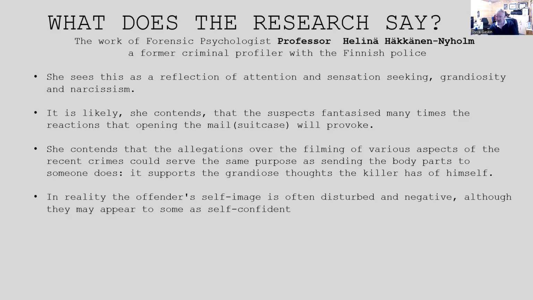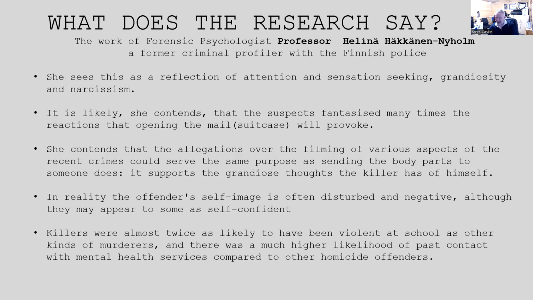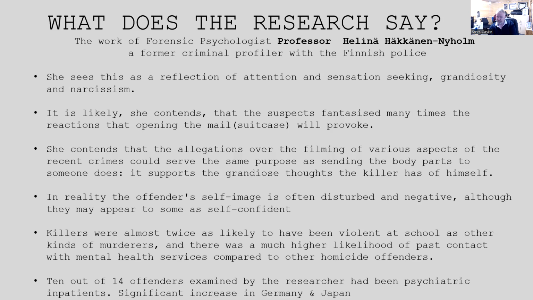In reality, the offender's self-image is often disturbed and negative, although they may appear to be self-confident. And killers were almost twice as likely to have been violent at school as other kinds of murderers. And there was a much higher likelihood of past contact with mental health services compared to other homicide offenders. 10 out of 14 offenders examined by the researcher had been in psychiatric inpatients, and that's not surprising, is it?